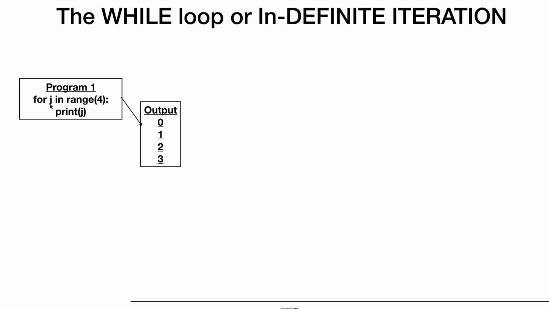So the first value of j is 0, and it prints j, which is 0. Goes round the loop again. The second value of j is 1. It prints 1. The third value of j is 2. It prints j, it's 2. And the fourth value of j is 3, and it prints j, which is 3. So it's gone round the loop 4 times and printed 0, 1, 2, 3.